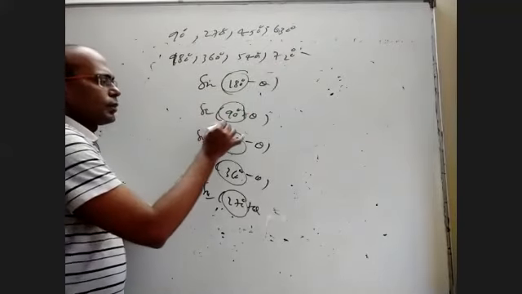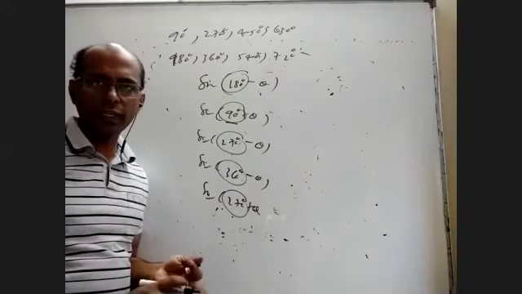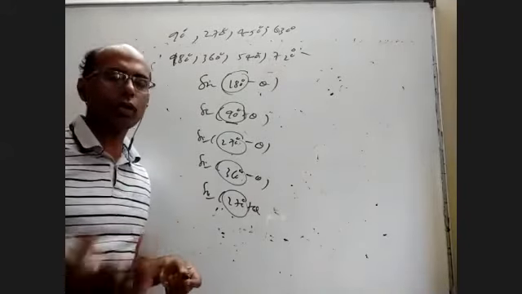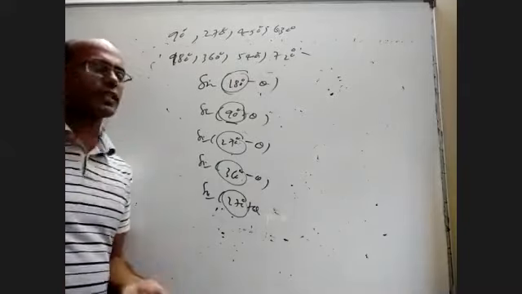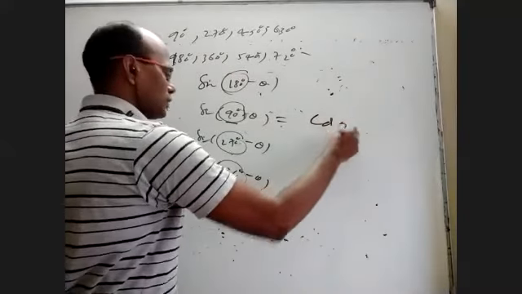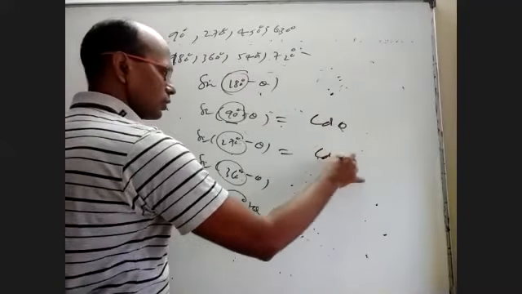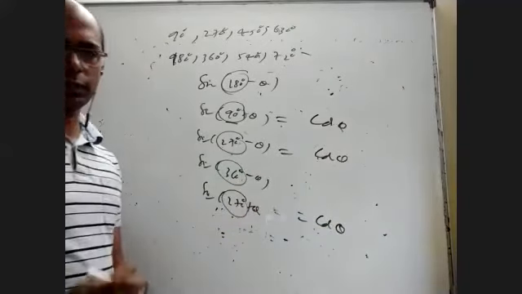Whenever you find an odd multiple, sine will become cos. Cos will become sine, tan will become cot, cot will become tan, secant will become cosecant, cosecant will become secant. You have to change to its counterpart. Sine 90 minus theta is cos theta. Here also it is cos theta. Here also it is cos theta. Whether plus cos or minus cos, we'll see later.